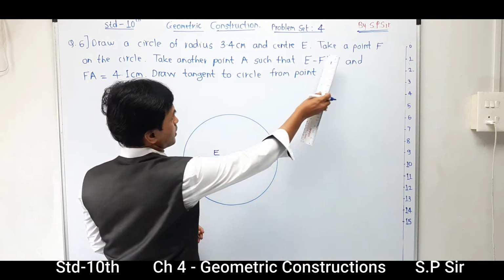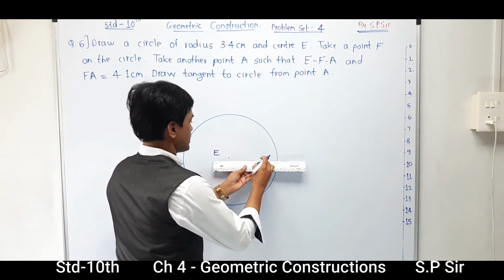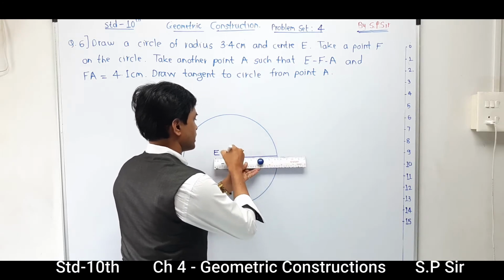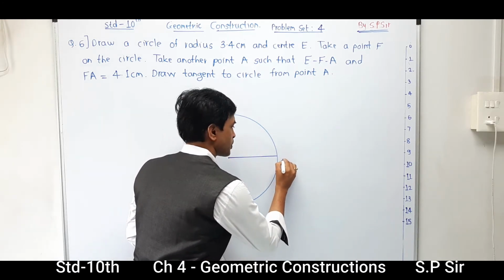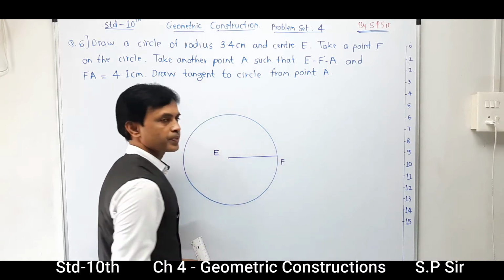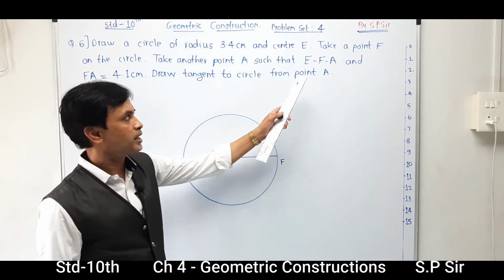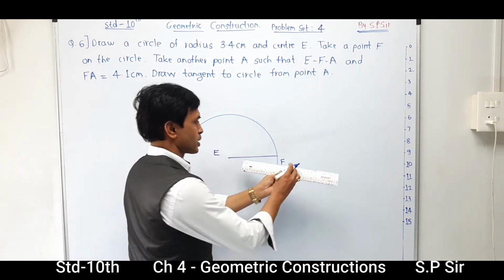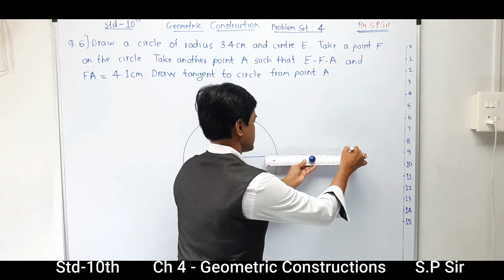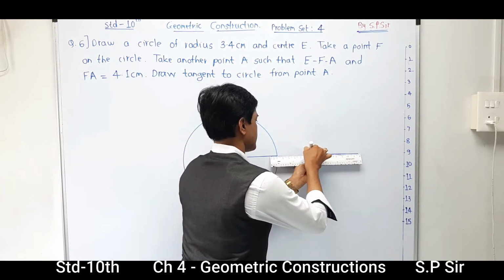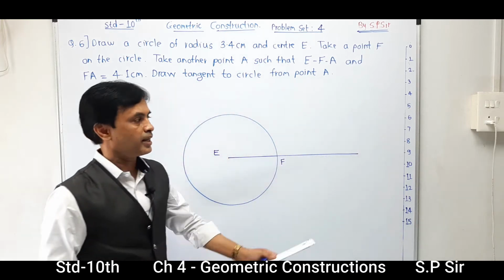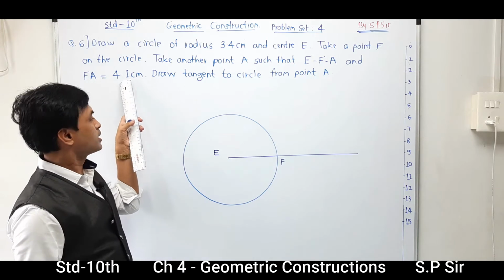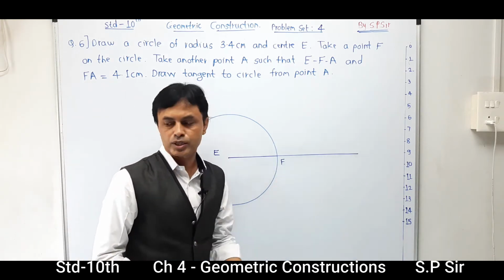So first I am going to take a point F over here, and F is a point on the circumference of the circle. So I have drawn a line, nothing but the radius of the circle, and this point will be my F. Now the next part is they have given a condition E-F-A, means A is next to F. So again I am going to extend this line over here, and A is somewhere over here and F to A is 4.1.